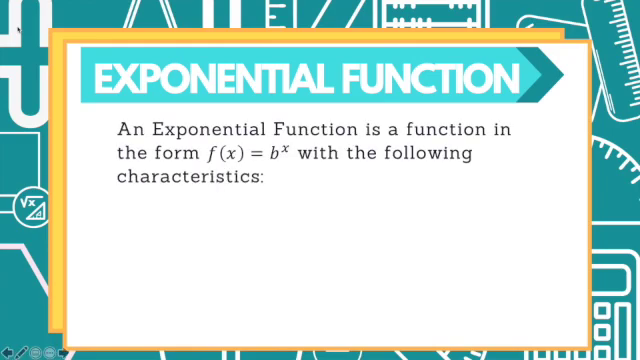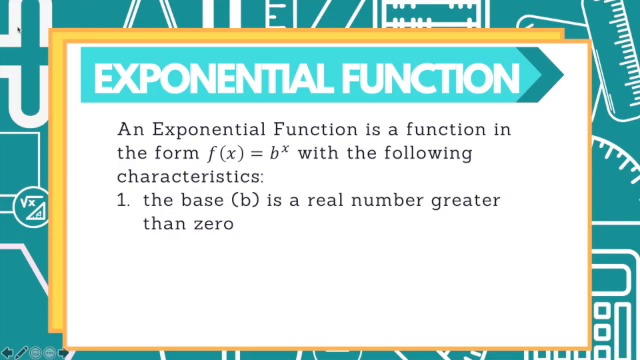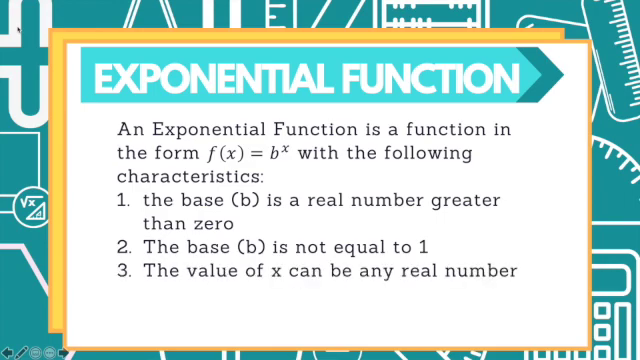So an exponential function is a function in the form f of x is equal to b raised to x with the following characteristics. First, the base b is a real number greater than 0. So an exponential function cannot have a base that is negative. Second, the base cannot be equal to 1, because 1 raised to any number is 1, therefore the function will just become a constant function. Third, the value of x can be any real number. Okay?